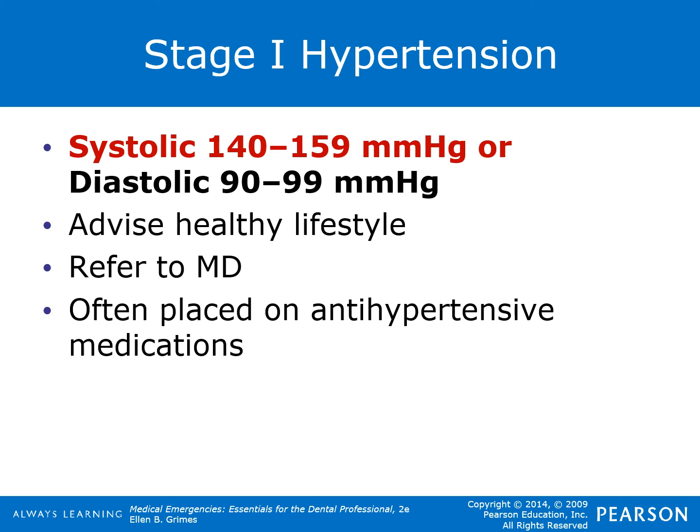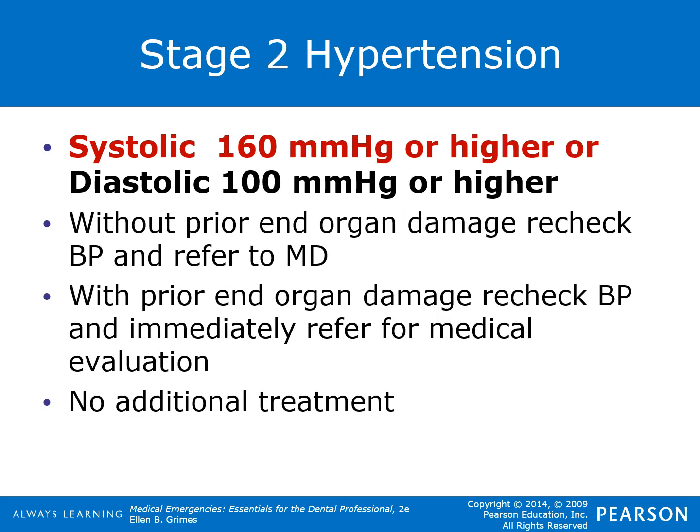Oftentimes, even at this rate, they will place the patient on an antihypertensive medication. Stage 2 hypertension starts at 160 or higher systolic, and the diastolic 100 millimeters of mercury or higher. So this is without prior end organ damage.